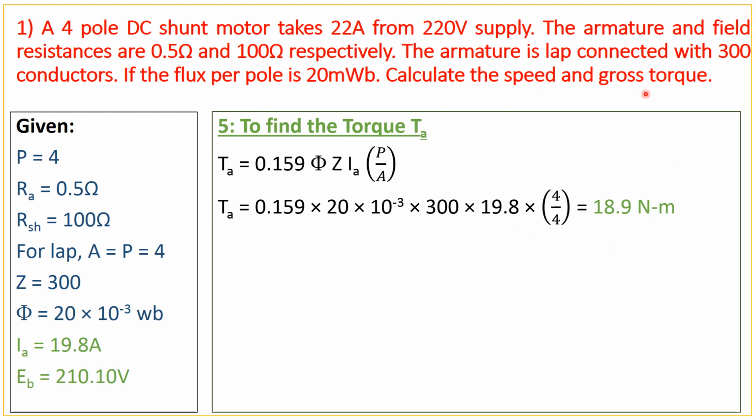So this is how you have found the answer for the given question, that is to find the speed and gross torque. But you have to follow these 5 steps. Here the load current IL was given, that's why you must find ISH and then you must find IA. If it had been given as a 4-pole DC shunt motor draws armature current, you could have taken IA directly as 22, but what it tells us is this is the load current. So remember this.